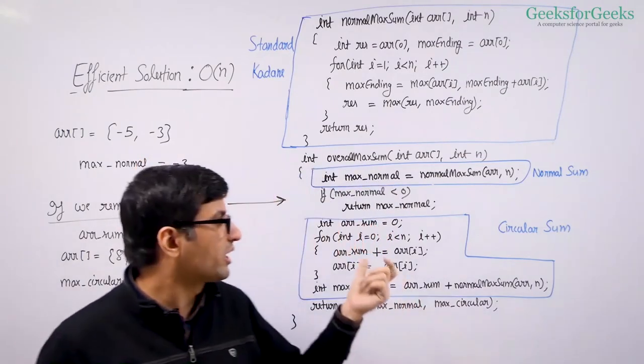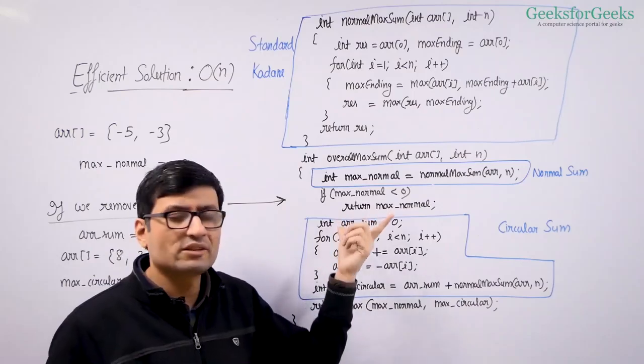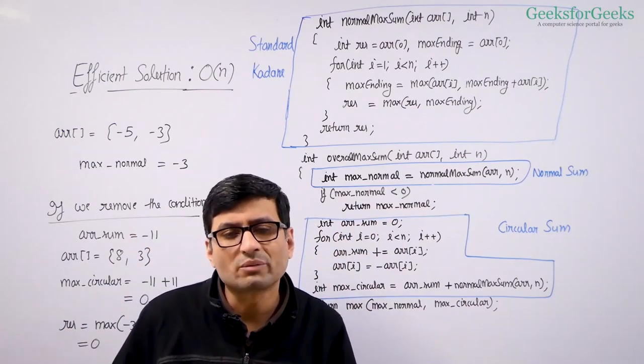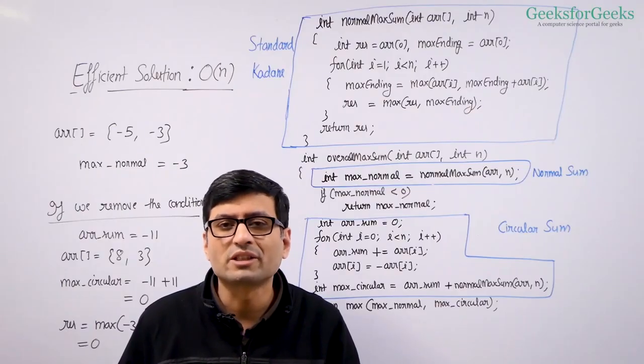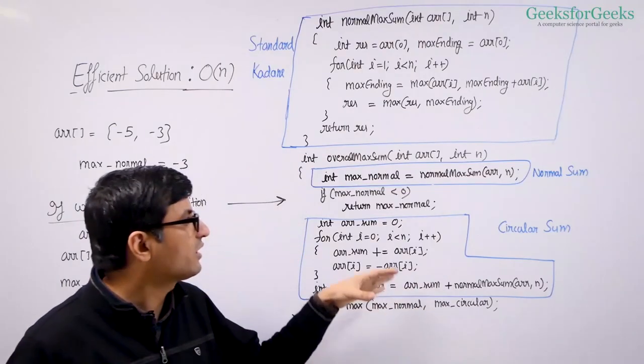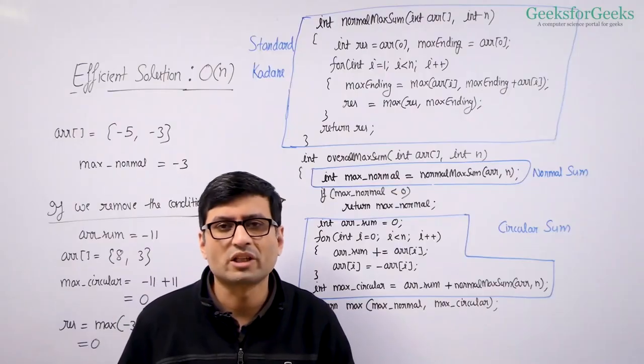So this particular if condition identifies that there is no normal subarray with sum 0 or more than 0. It means everything is negative. Don't proceed further and simply return the max normal that you have got.